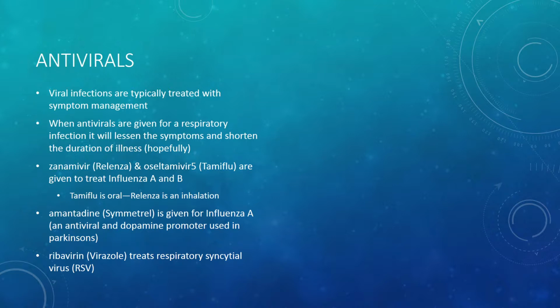The second big viral respiratory disorder, in addition to influenza, is RSV. So that is respiratory syncytial virus, and it affects children and infants most of the time. Ribavirin or Virazole is used to treat that virus, and it can be pretty significant, pretty impacting to the health of a child or infant.